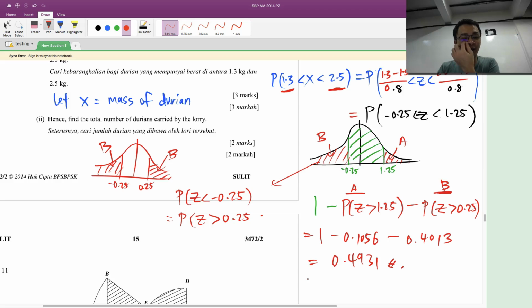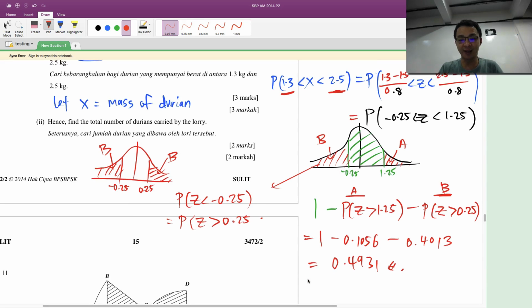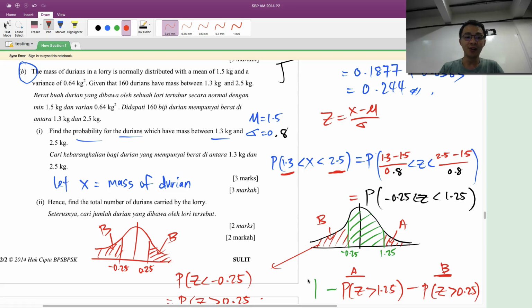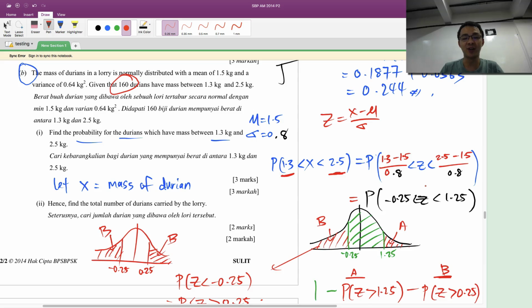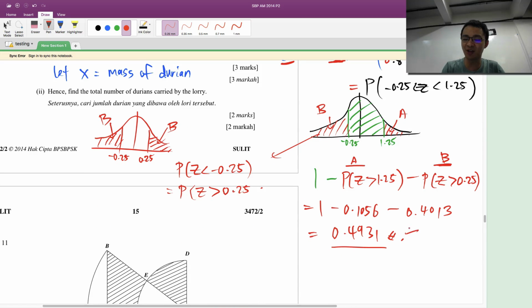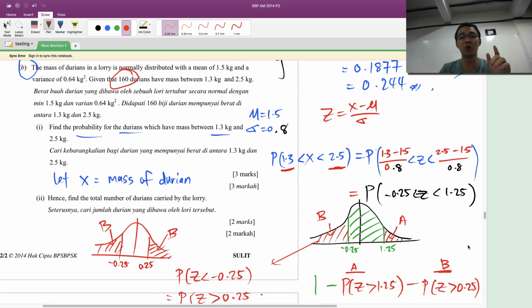Okay, hence find the total number of durian carried by the lorry. So just now you have 160 durian, right? Among the 160 durian here, 0.4931 is within 1.3 kg to 2.5 kg. So you have to understand this is related to a percentage. You multiply by 100%, it is 49.31%. So you have almost 50% of the durian whose weight is between 1.3 kg and 2.5 kg.